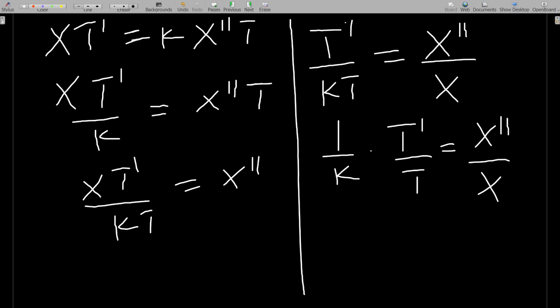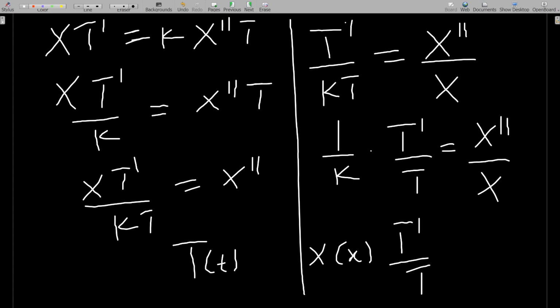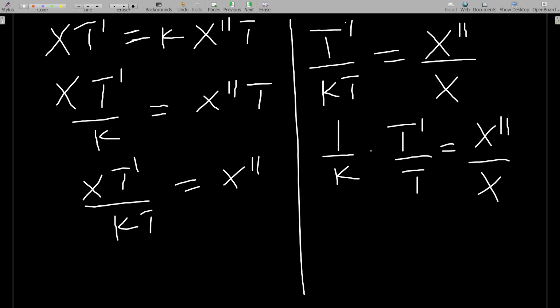T is a function of time. It's not tau, sorry, it's actually t. So we have T of t, and then we have X of small x. This means that T prime over T is a function of time, so T prime of t is actually again another function of time. Do you understand what I'm trying to say? You have a function of time, you differentiate it, so you get another function of time. You divide it by the same function and you get another function of time again.